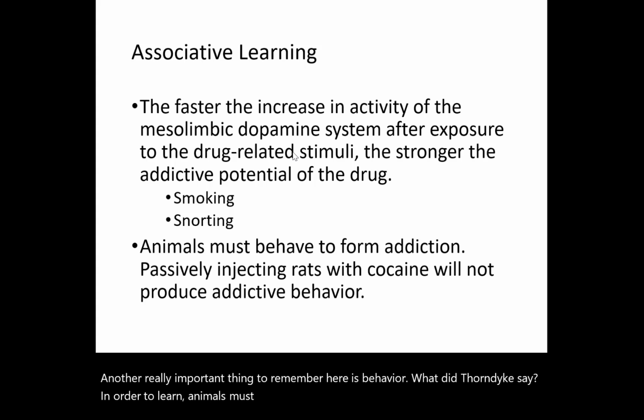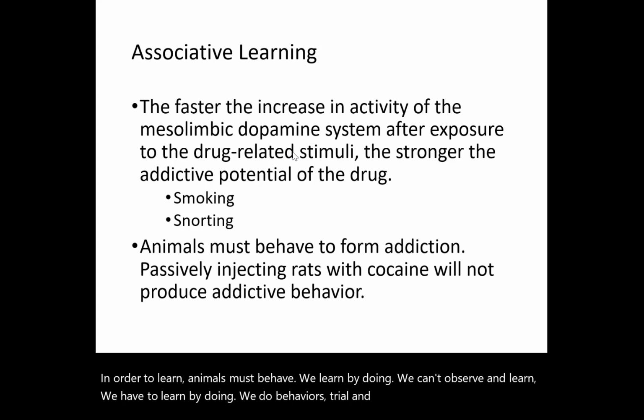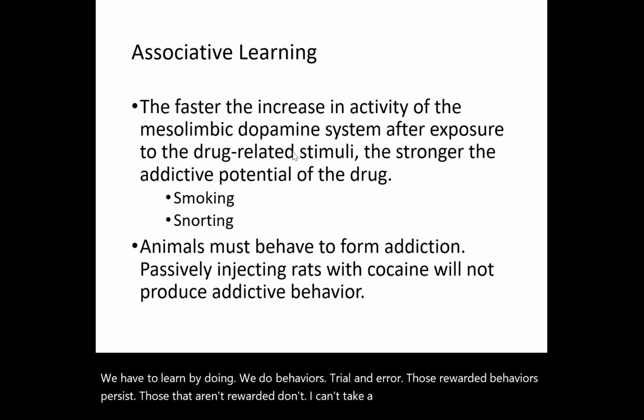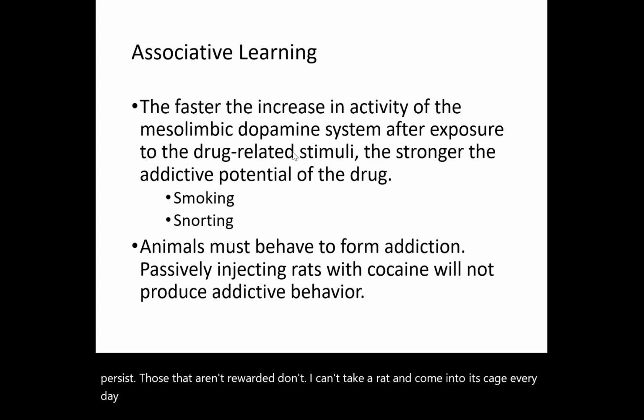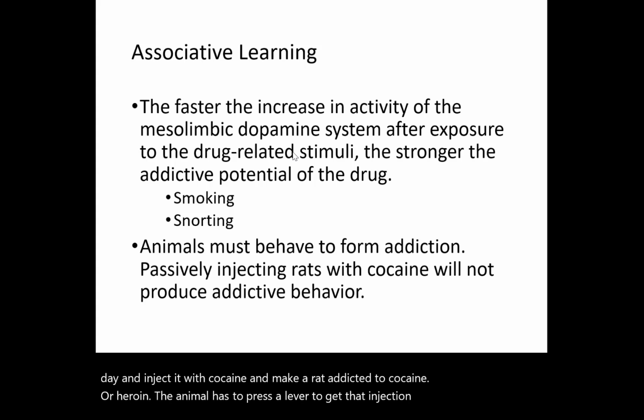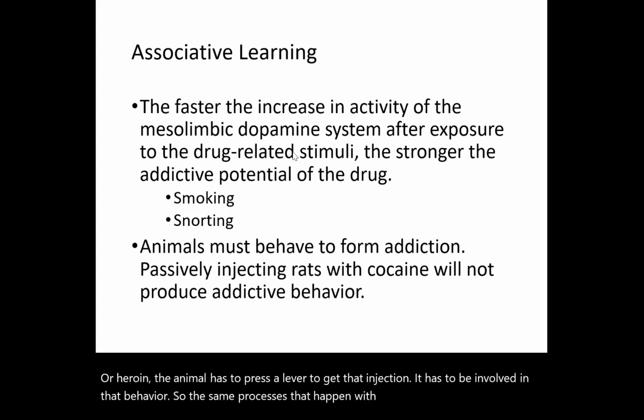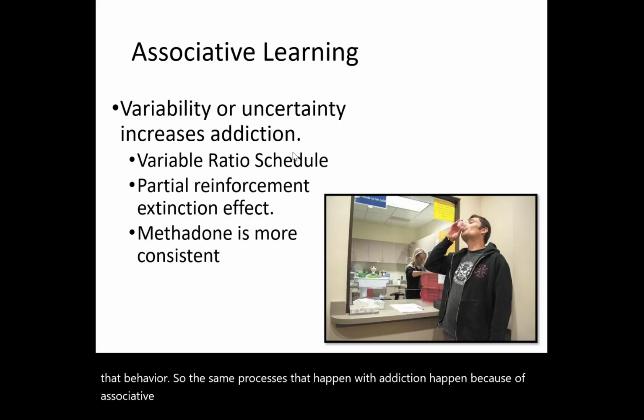We learn by doing. We can't observe and learn. We have to learn by doing. We do behaviors, trial and error. Those rewarded behaviors persist. Those that aren't rewarded don't. I can't take a rat and come into its cage every day and inject it with cocaine and make a rat addicted to cocaine or heroin. The animal has to press a lever to get that injection. It has to be involved in that behavior. So the same processes that happen with addiction happen because of associative learning principles.